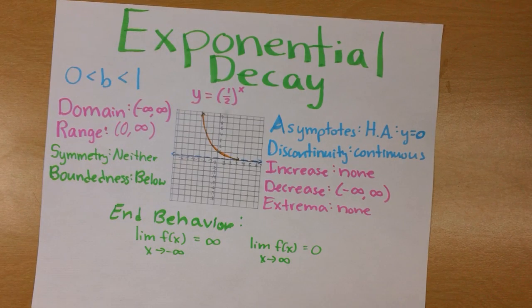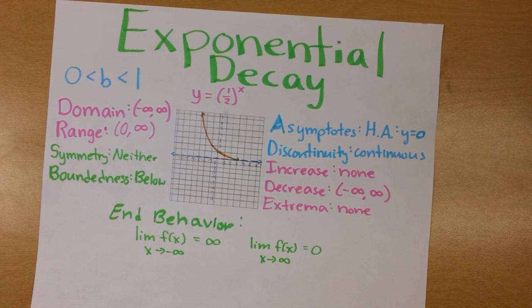We also had exponential decay. It occurs when b is greater than 0 but less than 1. An example is y equals 1/2 to the x power. The domain is negative infinity to infinity. The range is 0 to infinity. Exponential decay functions have no symmetry.